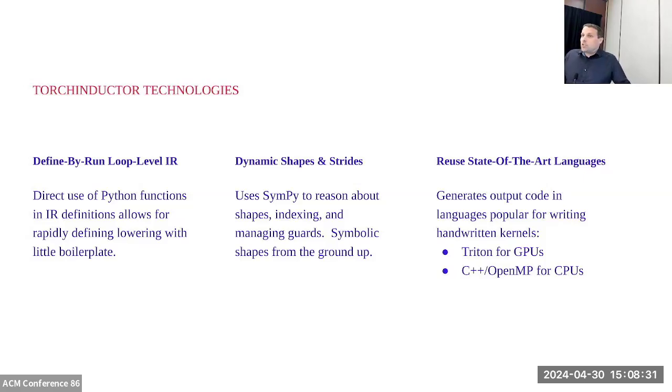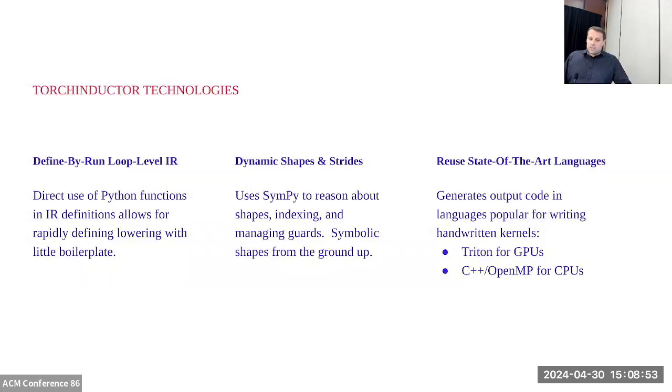Next is dynamic shapes and strides. Another thing that makes PyTorch really unique is how well it supports dynamism. And this was something that we really wanted to build into our design from the ground up. And so we used SymPy, which is a symbolic math library, to reason about dynamic shapes and strides and make sure that our support for dynamism is industry-leading.